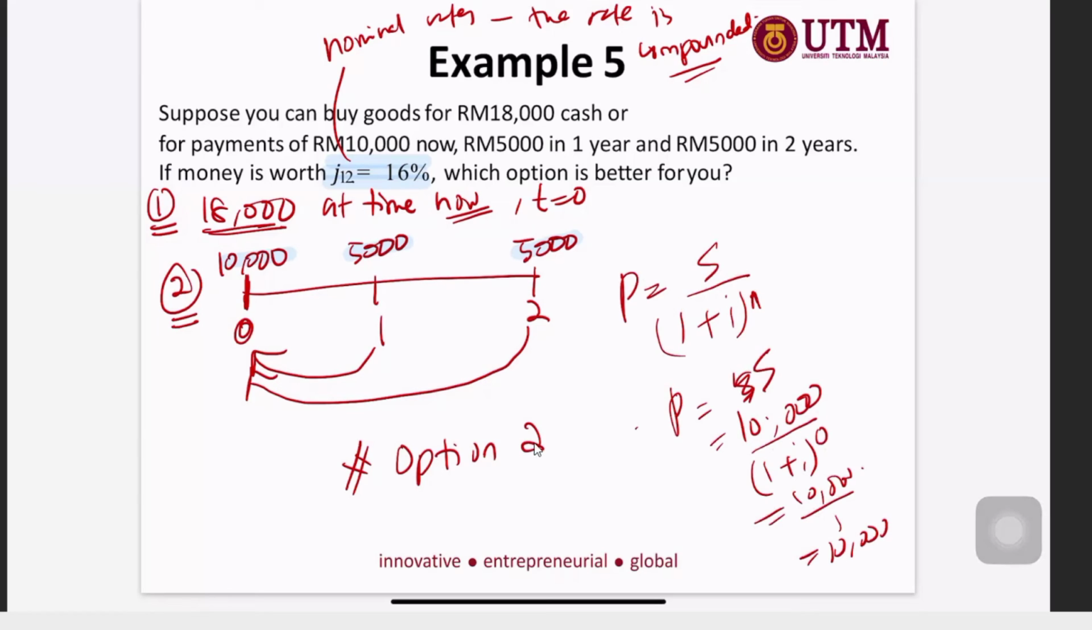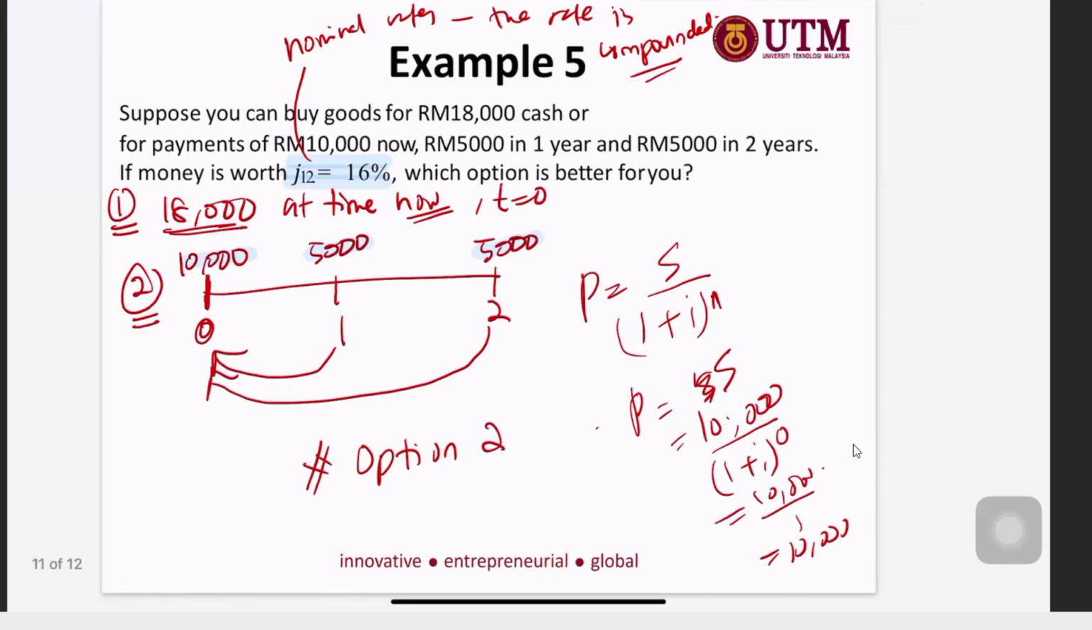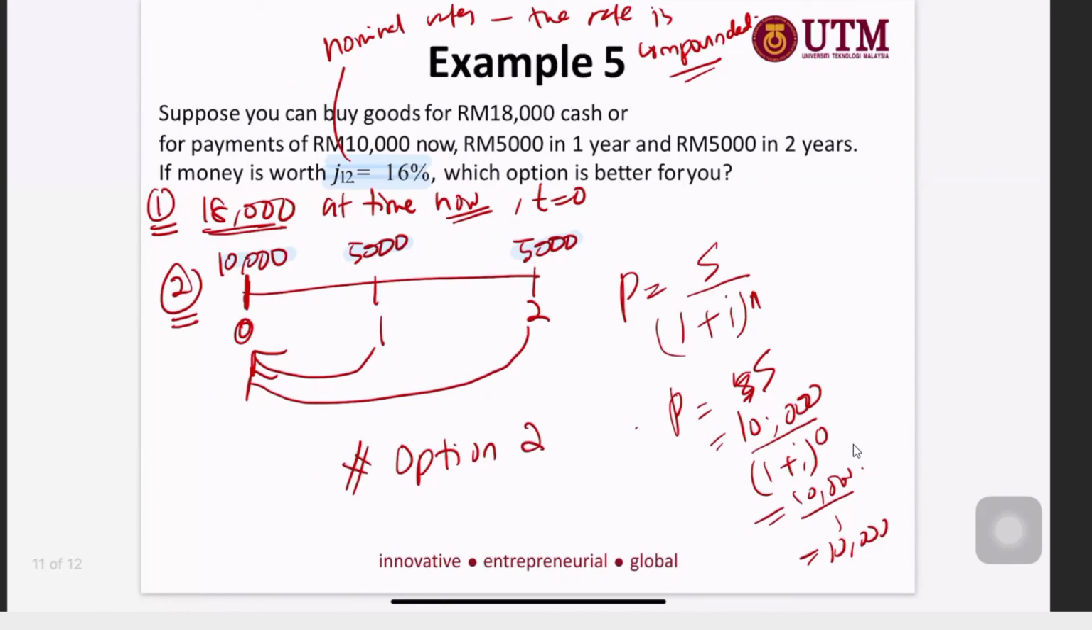Okay, and then this 5,000, you bring it backward. So you have to find the present value of compound interest. Correct, 0.16 divided by 12 because m is 12 here, and don't forget 1 times 12, correct? This one is also correct. So option 2 is better because option 2 is lower than 18,000. So the difference would be 93.34 ringgit. So correct, one thing.